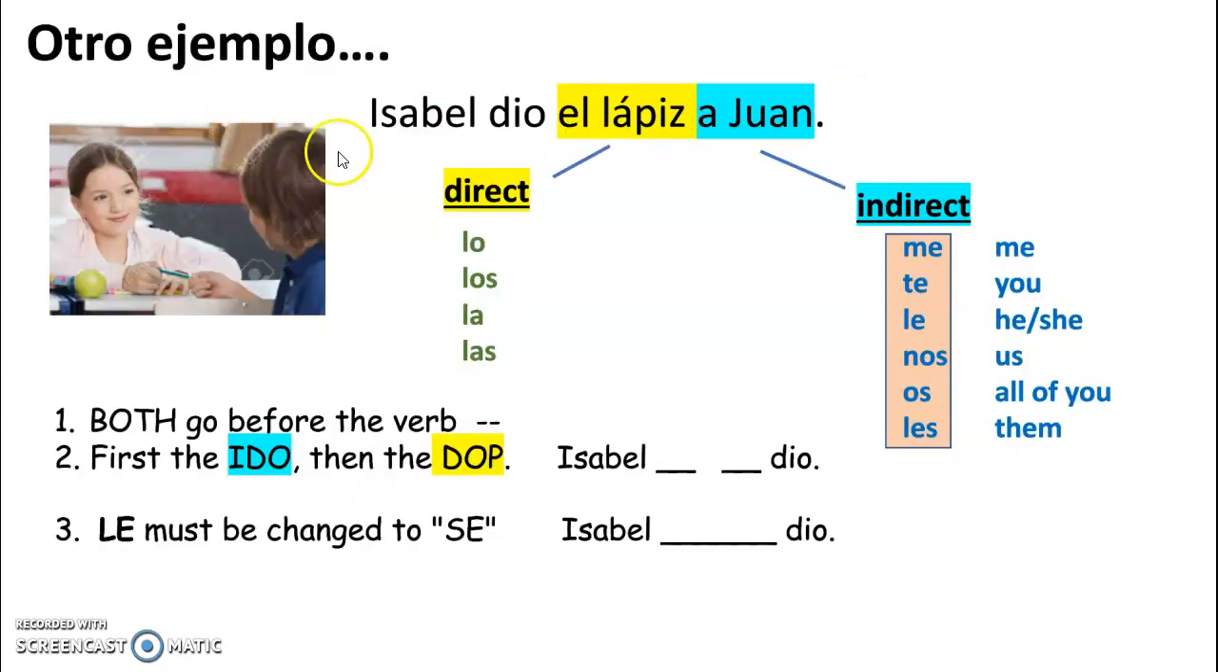Otro ejemplo, Isabel dio el lápiz a Juan. Isabel gave the pencil to Juan. Who received the what? The first one is a Juan, so it would be le. The second one is el lápiz. It's a boy and it's singular, so it would be lo. But wait, you can't have le lo, so it is se lo dio.